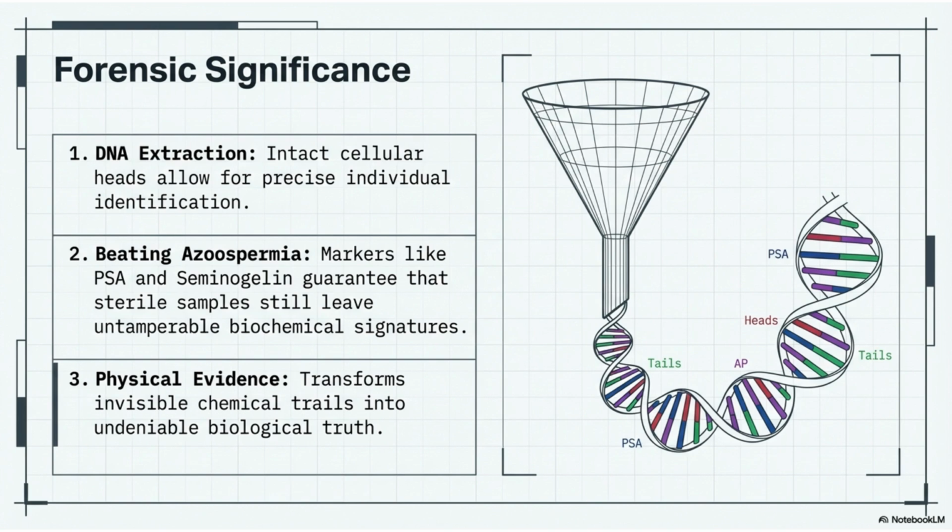Markers like PSA and seminogelin are crucial for identifying sterile samples. This analysis transforms chemical trails into biological evidence.